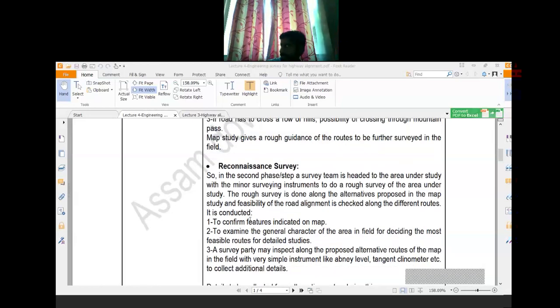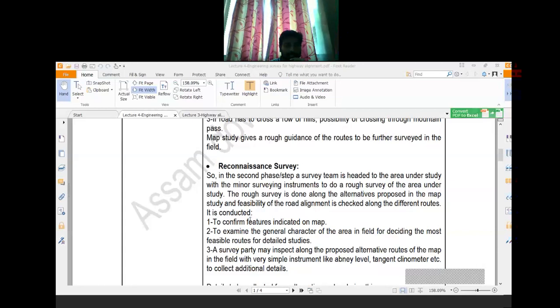This is the second part of the survey. In this survey, a team of surveyors goes to the field along the alternative routes which you have proposed in your map study. The draft survey is done along the alternative routes proposed in the map study to know the feasibility of each and every route.